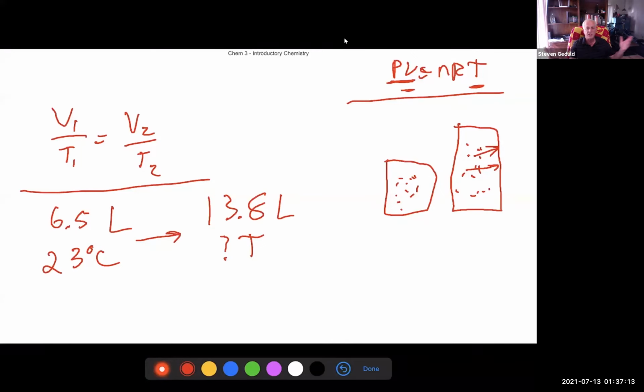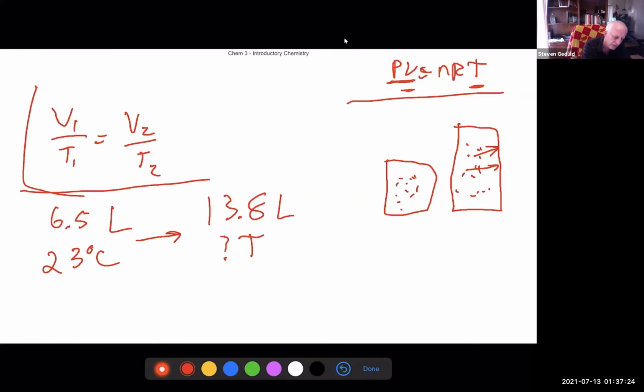I think 23 degrees centigrade is roughly room temperature. Let's say we dump it into a bigger container for our patients, and we keep that same pressure with our valve on it, what's going to happen? So look at our formula: V1 over T1 equals V2 over T2. We're given V1, our initial volume, is 6.5 liters. Our initial temperature, we start at 23 degrees centigrade.